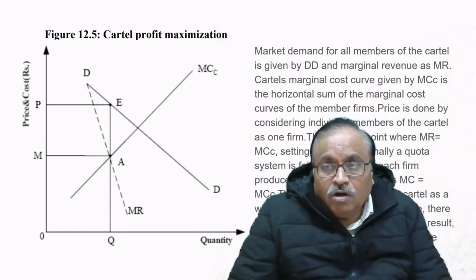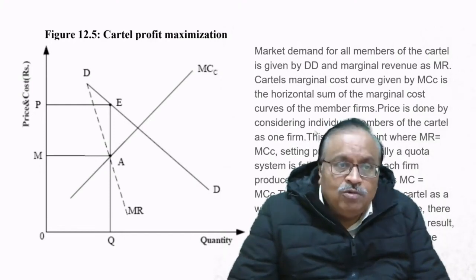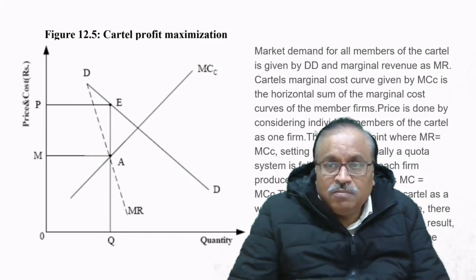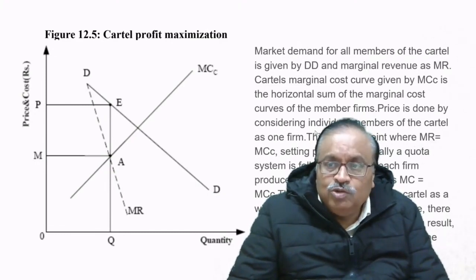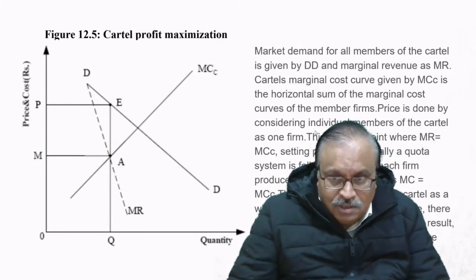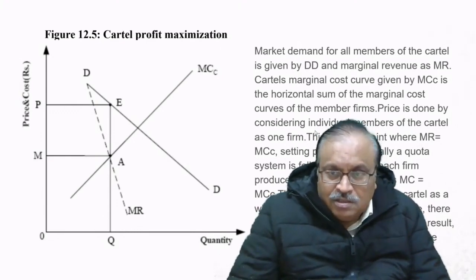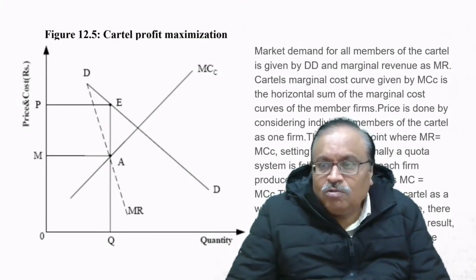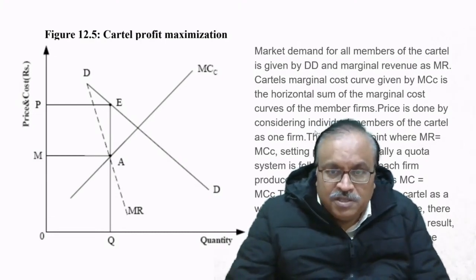Market demand for all members of the cartel is given by DD and marginal revenue as MR. The cartel's marginal cost curve, given by MCC, is the horizontal sum of the marginal cost curves of the member firms. Price is determined by considering the individual members of the cartel as one firm. This is at the point where marginal revenue equals MCC. Normally a quota system is followed whereby each firm produces a quantity such that its marginal cost is equal to MCC.